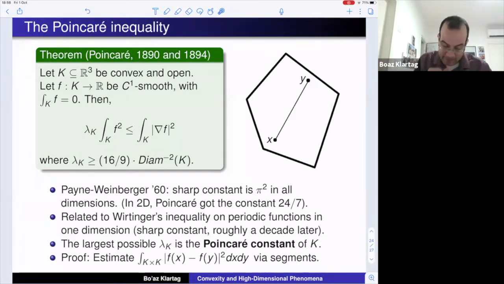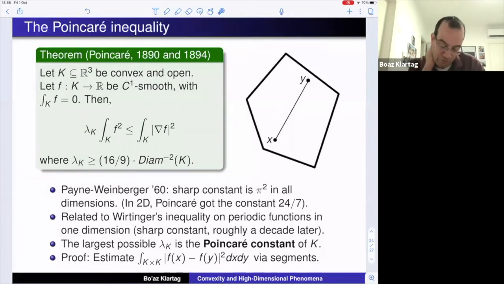And we are interested in the Poincare constant. The Poincare constant is the best constant you can put in the Poincare inequality, the maximum possible lambda K you could put in this inequality. Okay, so at least in the convex case, we know that this Poincare constant, which we'll explain in a second, is the eigenvalue of the Neumann Laplacian. We know that it is at least a constant over the square of the diameter of K.